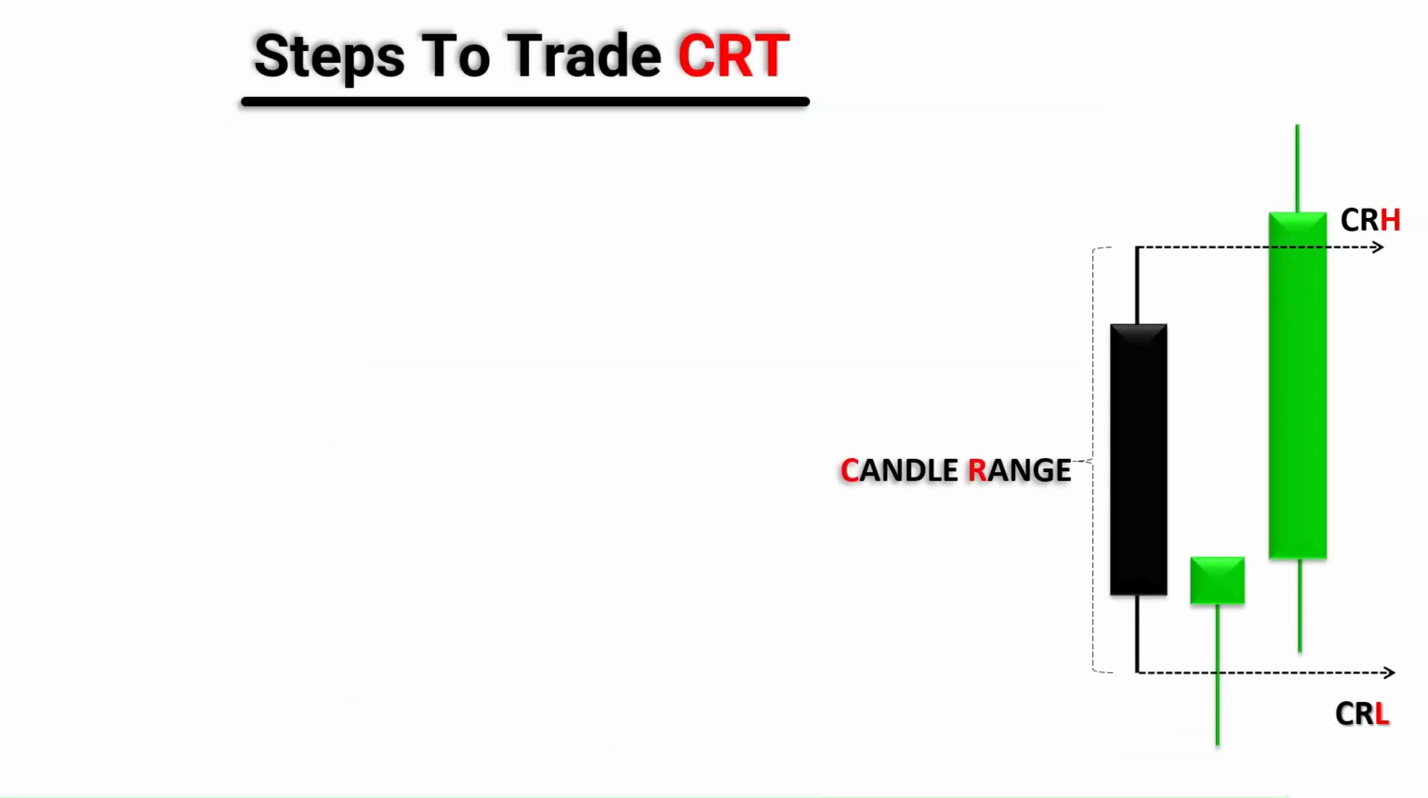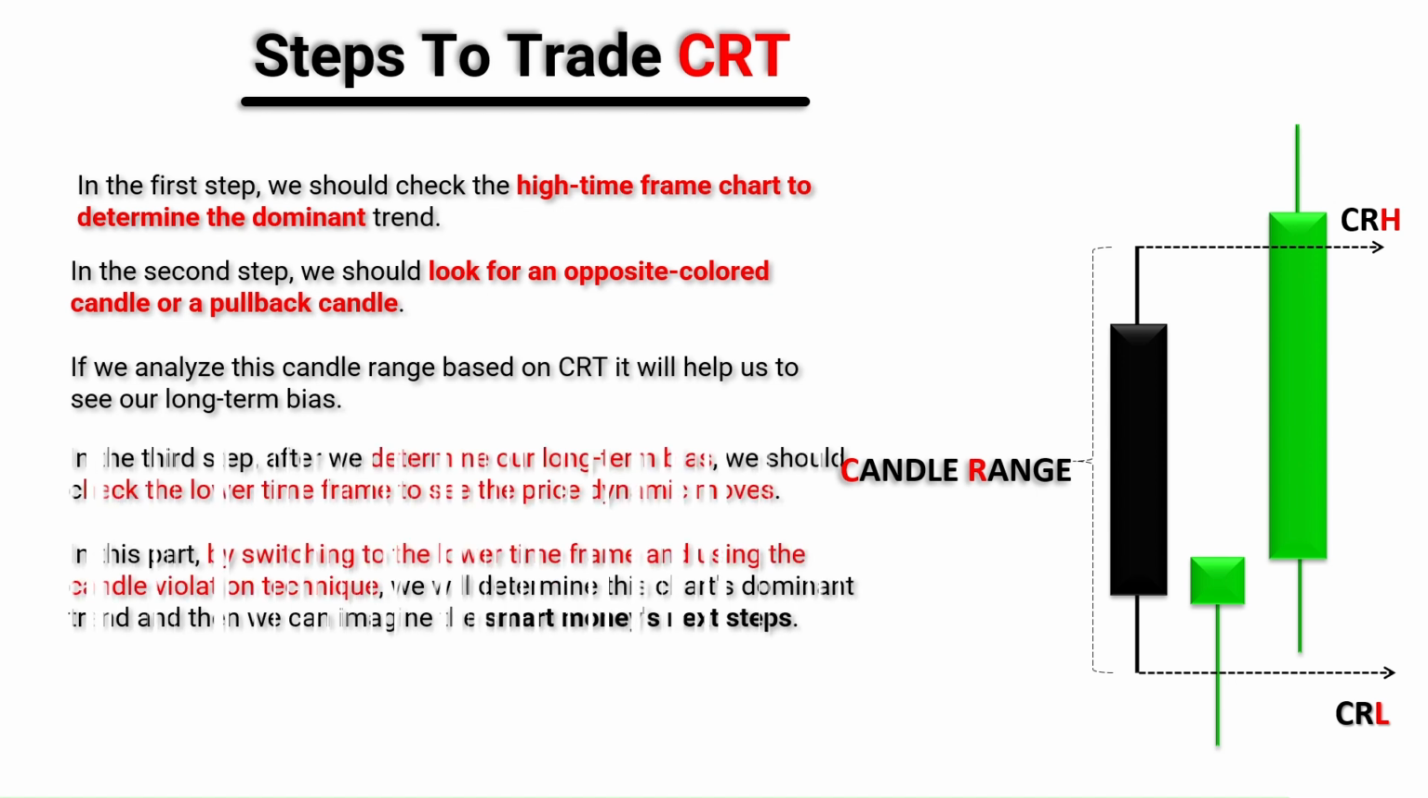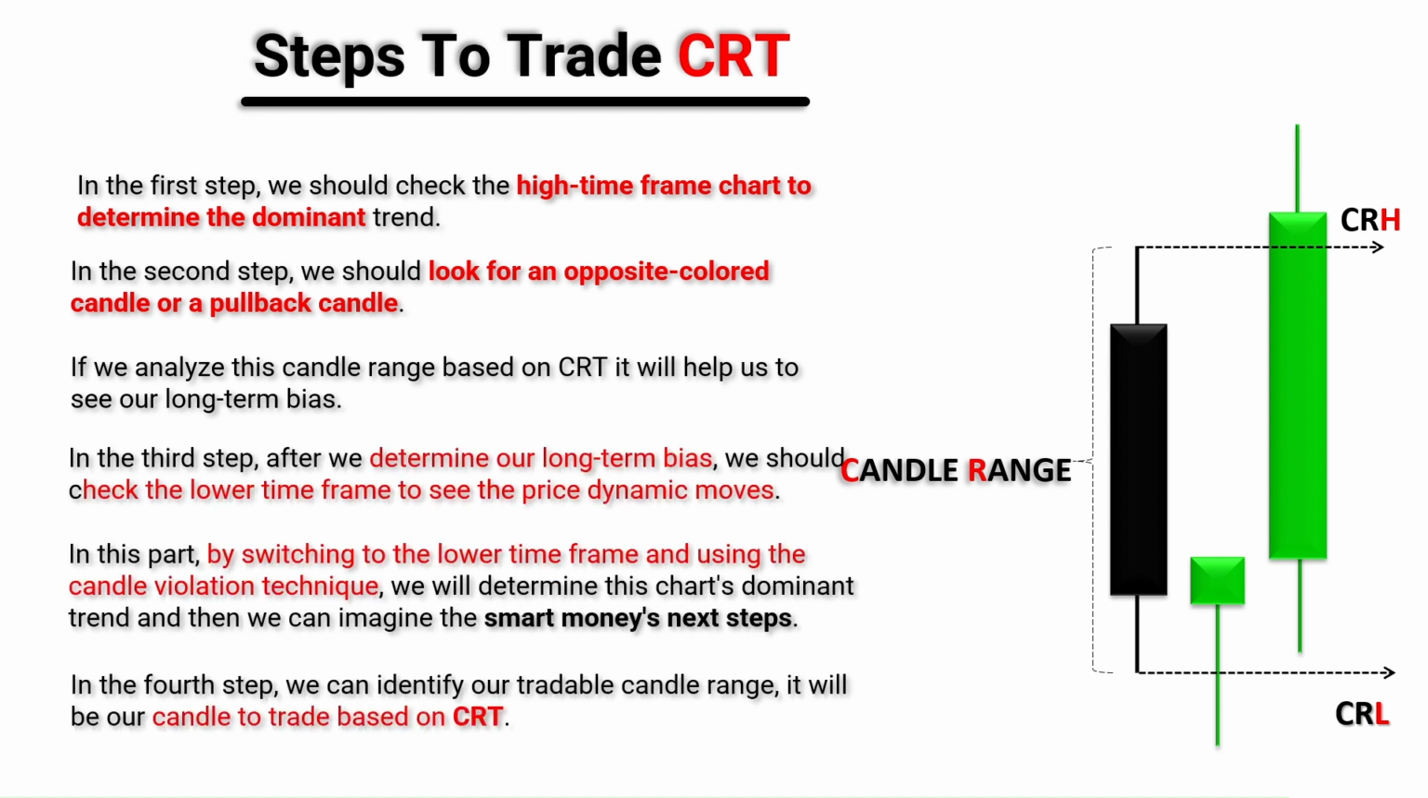This is the checklist of the important steps for trading based on this method. Check the high time frame chart to determine the dominant trend. Look for an opposite colored candle or a pullback candle. Determine the long-term bias. Watch the price dynamic moves. In the lower time frame, use the candle violation technique. Determine the live chart's dominant trend and imagine the smart money's next steps. Identify the CRT candle and identify the entry.